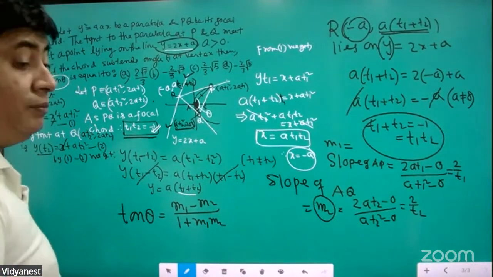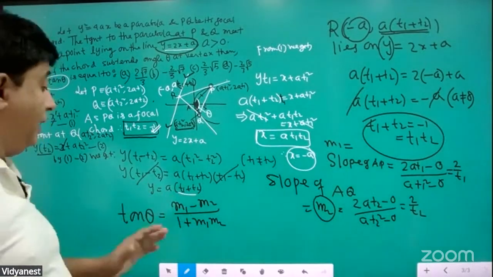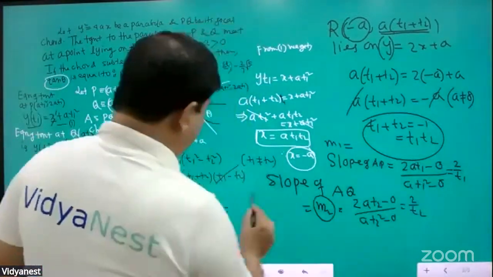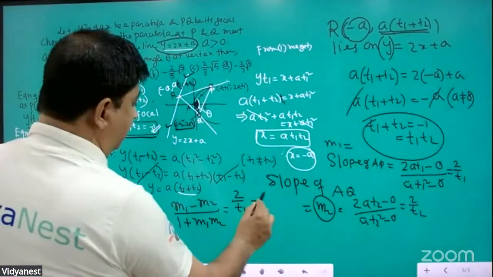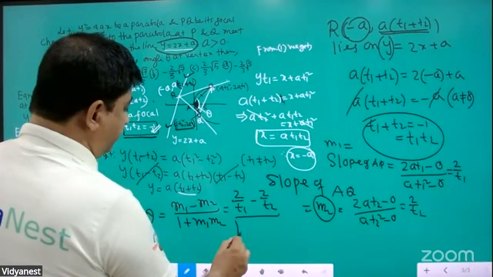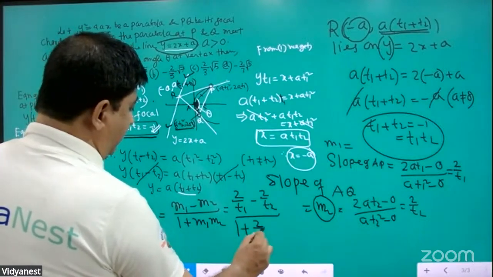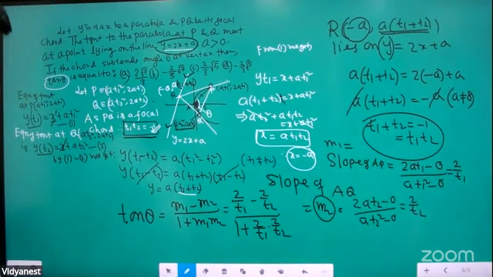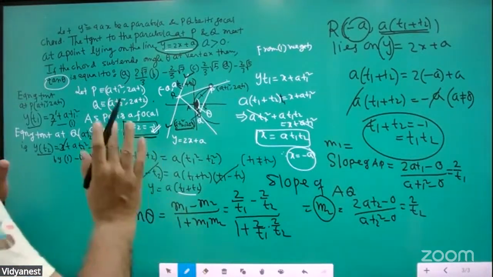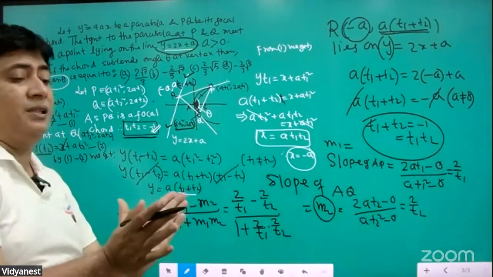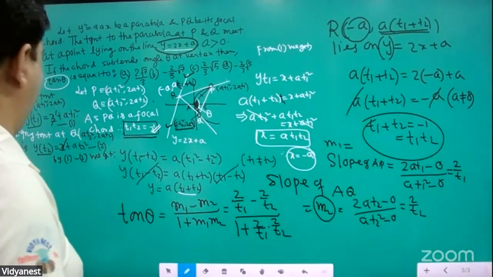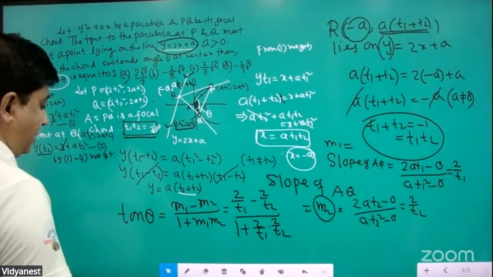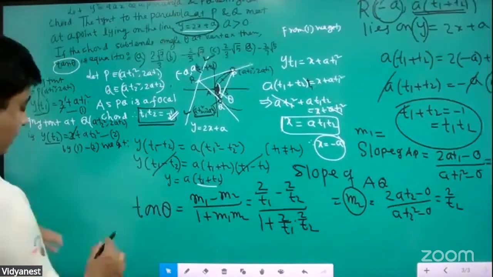How does it help you in finding the angle theta? M1 is 2 by t1, and 2 by t2 is M2. So 1 plus 2 by t1 times 2 by t2. Okay? We are on the verge of concluding this complex-level sum. I hope you are comprehending the level of this sum, how good the sum is. It will make you think.